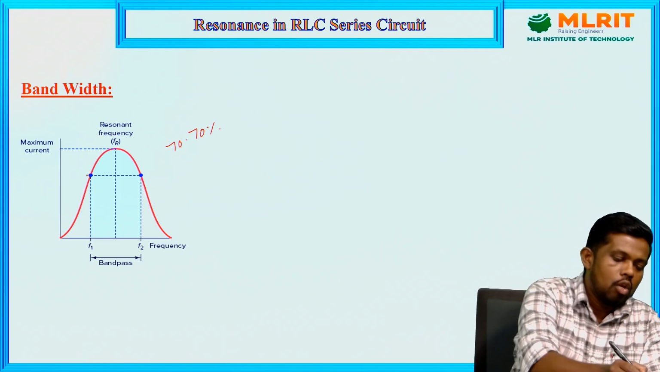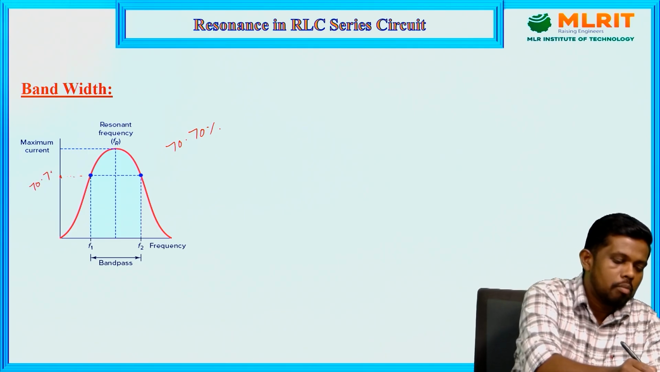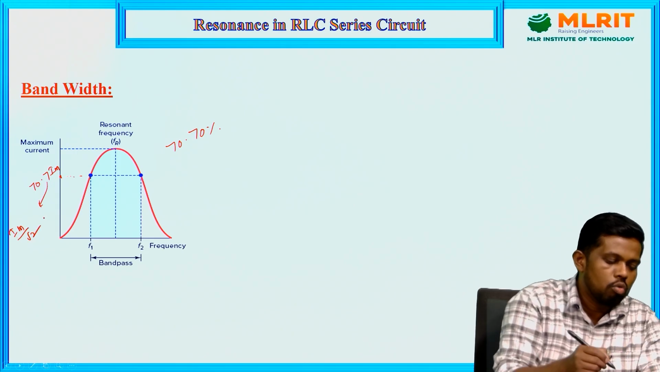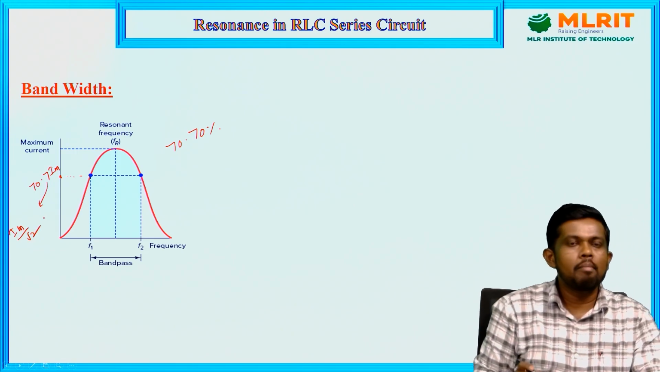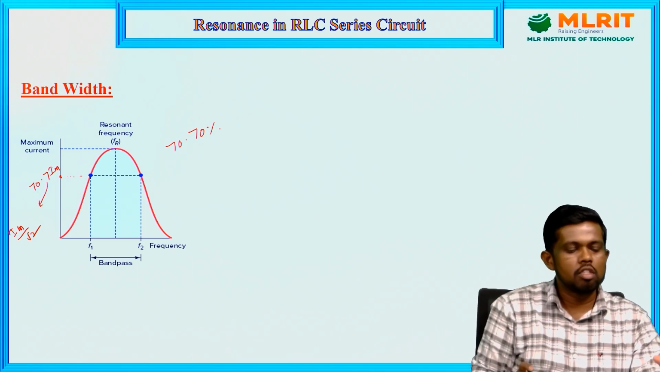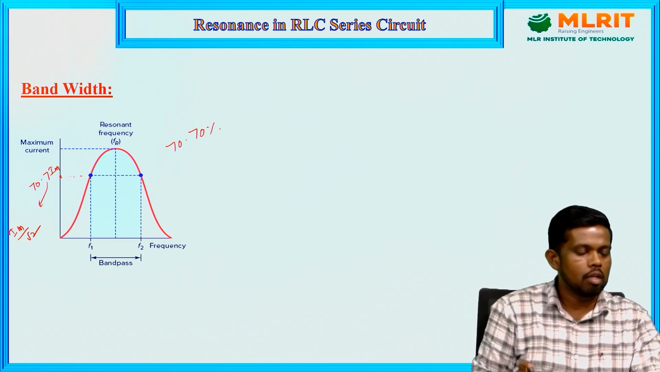So this value should be 70.7% of the maximum value, which is Im. Sometimes we can also say it's the peak value upon root 2, I mean to say it's the RMS value of the current. That corresponding width of the frequency is simply the bandwidth of the signal.